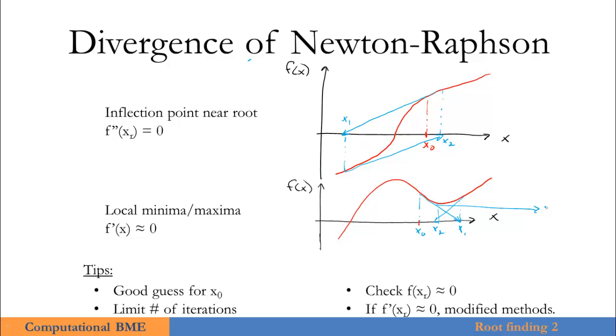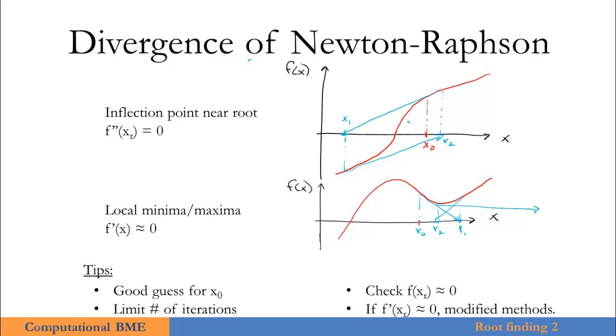So there are a few different tips that you can use to avoid these problems. The first is that these open methods, such as Newton-Raphson, really depend on a good guess for the root. The second is that you need to have some sort of built-in checks for whether your solution is diverging, and one way to do that is to have a maximum limit on the number of allowed iterations. Third, when you do find an answer, you want to go back and check that your root actually is a root, by making sure that f of xr is really close to 0.